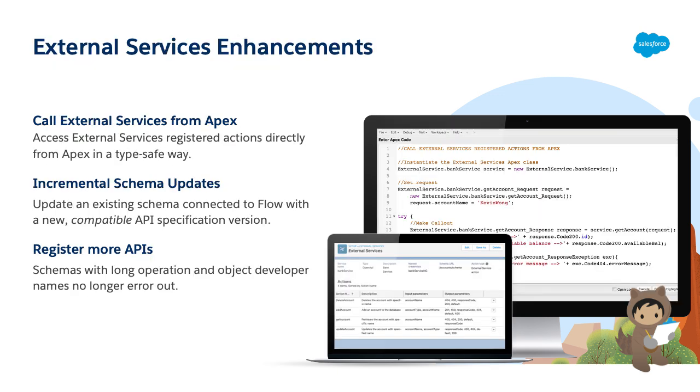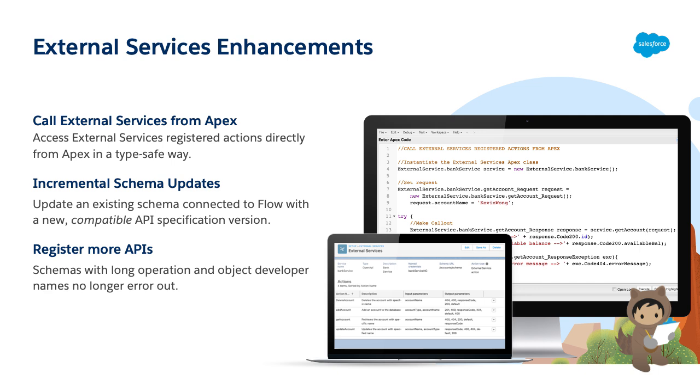Here is a brief overview of the goodness we are delivering in Summer 22. First, we are GAing the ability to access external services registered actions directly from Apex in a type-safe way. Previously, actions created through external services have been exposed exclusively for invocation through Flow or Einstein bots. So this is something developers will be excited to use.